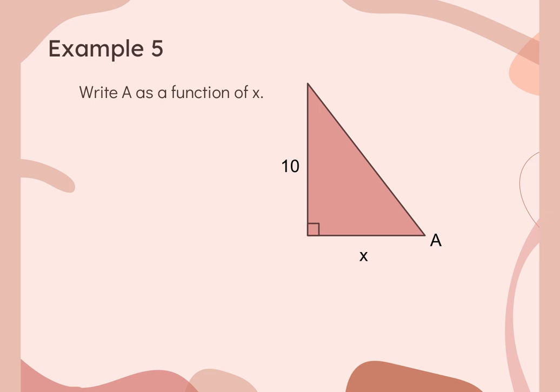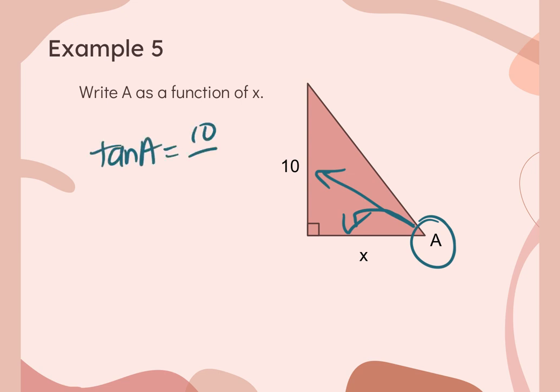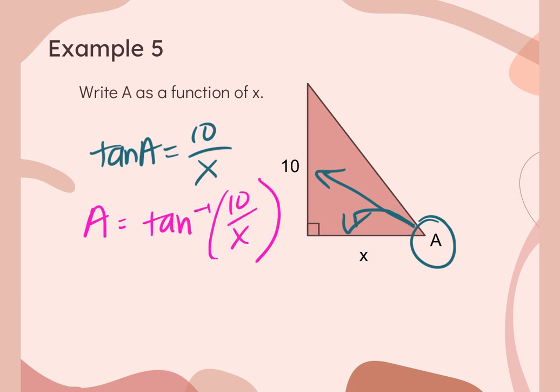So in respect to the A, the 10 is opposite. The x is adjacent, so I would say tan of A equals 10 over x. And I want it to just say A on the left-hand side. I want it to be solved for A. How do I get rid of tan? I tan negative 1. So A equals tan negative 1 of 10 over x. That's it. You just got to know how to set up your ratio and then solve for the other one.